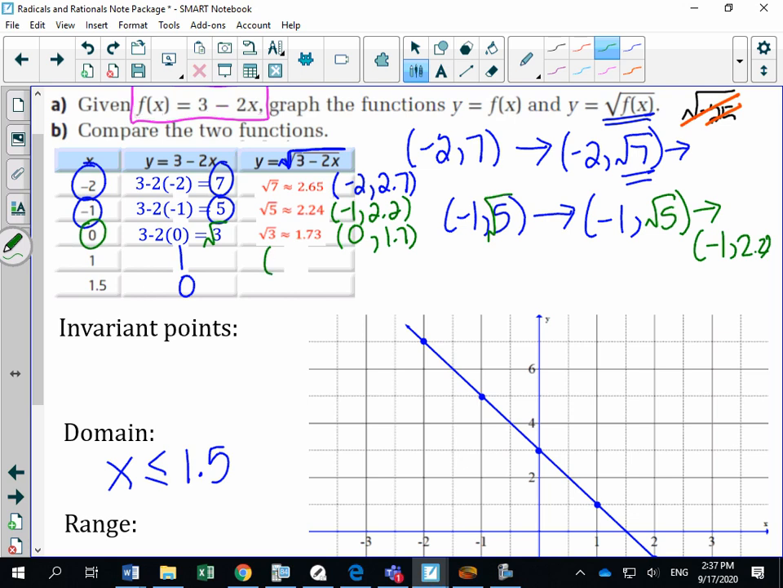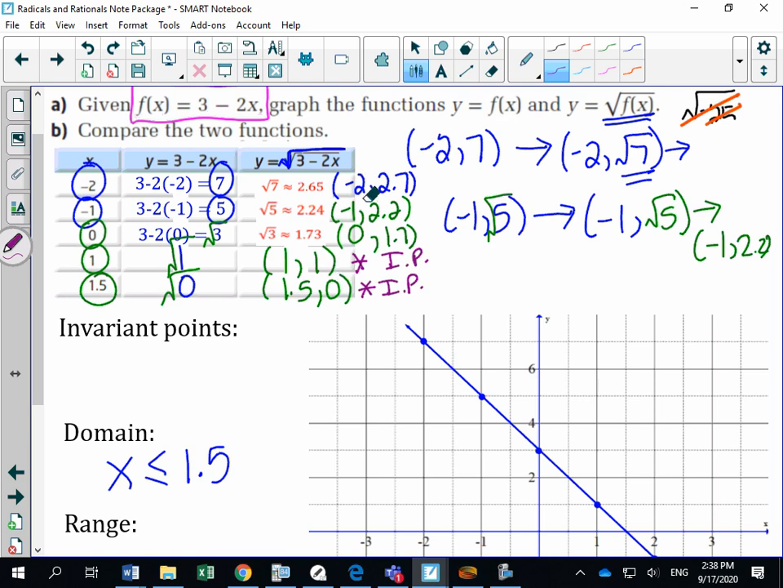This coordinate, my x coordinate, is going to be 1, and my y value on the radical graph is going to be the square root of 1, which is 1. We're going to star this because this point didn't change. It's going to be called an invariant point. My last coordinate is going to be the same x value, 1.5, and the square root of 0 is 0. This as well is going to be an invariant point, which we'll talk about after. Remember that invariant points are points on your original graph that don't change. They're also on your transform graph.